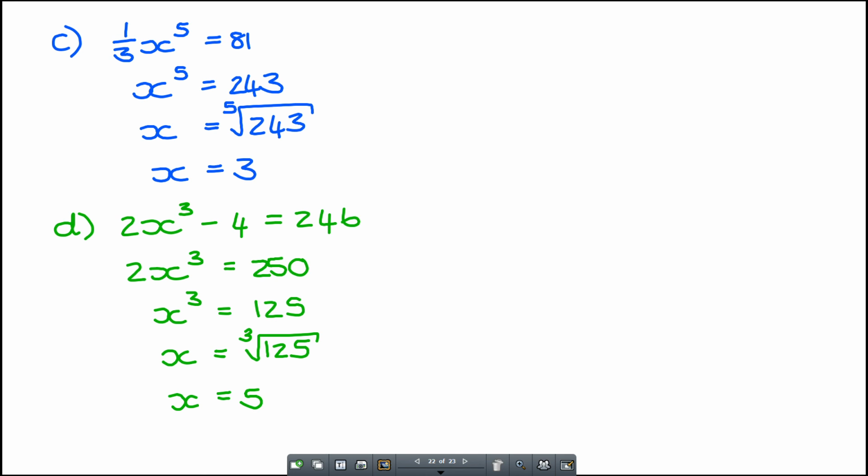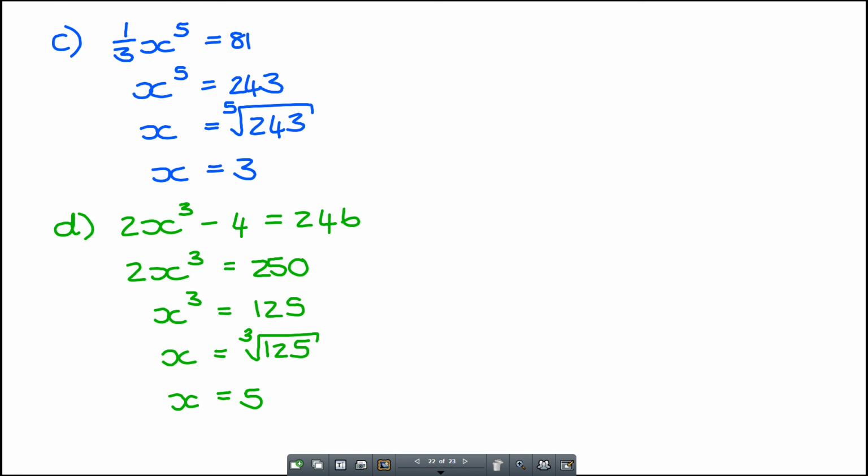Okay. There's C, same thing here. I first had to get rid of that coefficient. So that's a 3rd times x to the power 5. If I take it over, it will become divided by a 3rd. And that's how I get the 243. Now I want to get rid of this exponent. So I've got to say 5th root. That sounds better. Of 243. And that will give me 3.